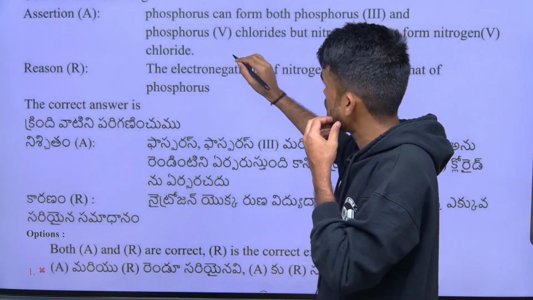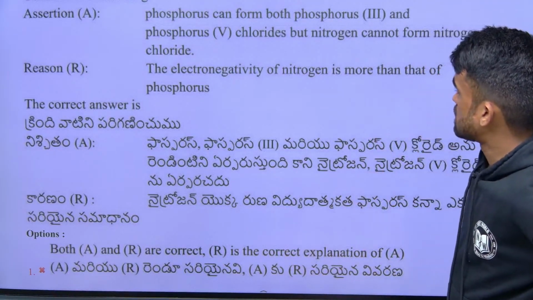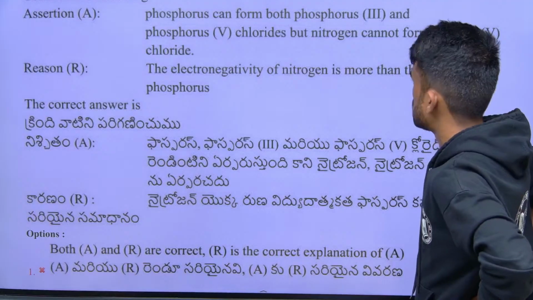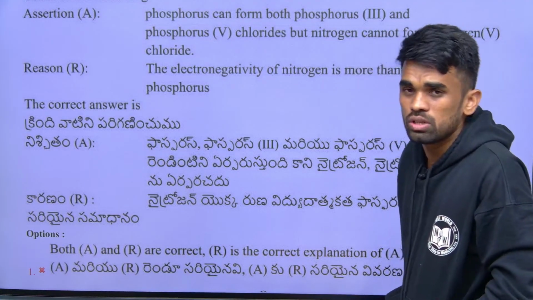So I can say the first statement is correct, the assertion is correct. Reason we will see: electronegativity of nitrogen is more than that of phosphorus. See, electronegativity of nitrogen is more than phosphorus, we know that.